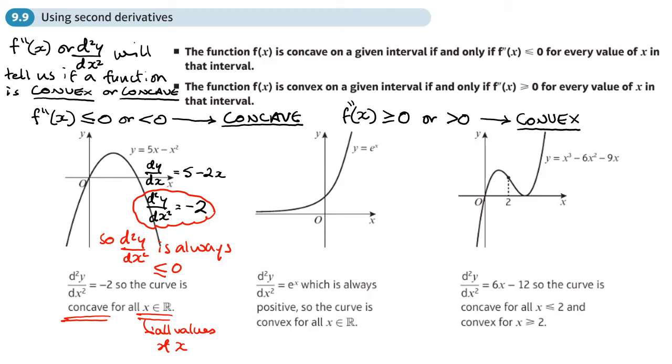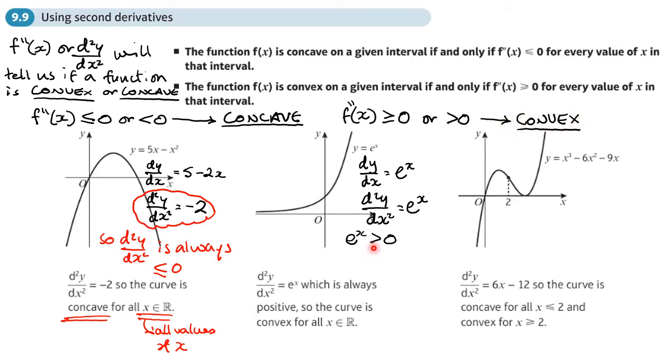The second one, which is y equals e to the x. Now, if we differentiate that, this is an easy one to differentiate. It's just e to the x. Second derivative, d squared y over dx squared, is also e to the x. Now, what do we know about e to the x? E to the x is always greater than 0. So if it's always greater than 0, that means that this function here is convex.